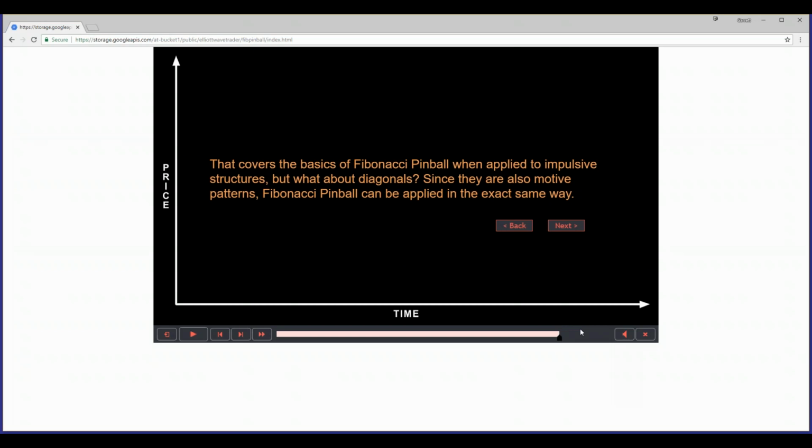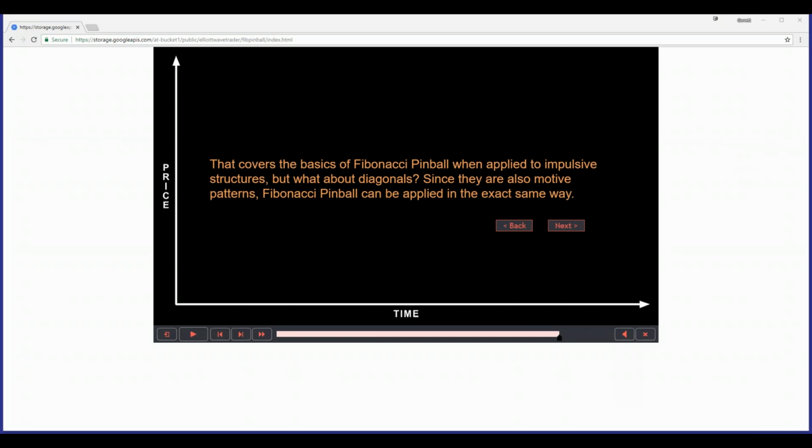One of the hardest things sometimes is knowing when to get out of a trade and take profits, or when to stay in that trade, trying to ride that trend as far as possible to be as profitable as you can with that trade. And Fibonacci pinball can really assist you pretty substantially in achieving that. We won't go over the diagonals, but if you are familiar with diagonal structures in Elliott wave theory, you can apply Fibonacci pinball to those in a pretty similar manner.